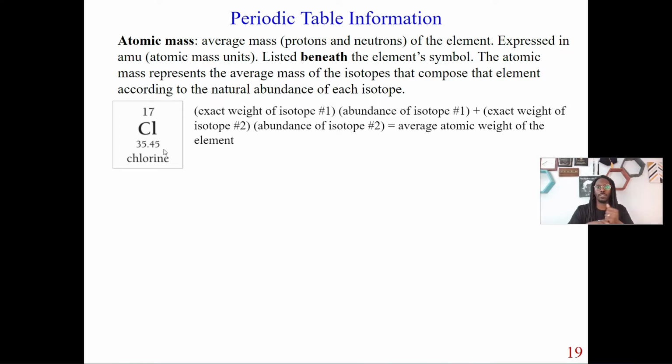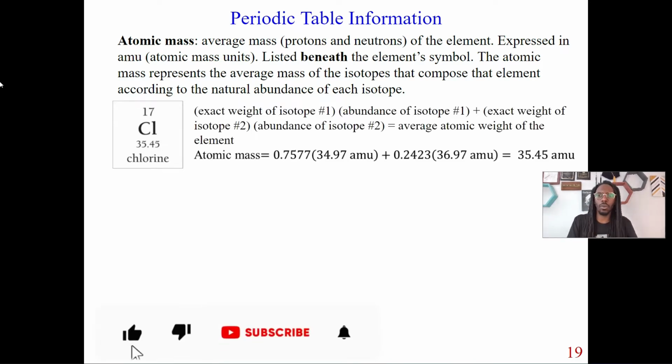So please do not get this number confused. This 35.45 is the average mass of all of the isotopes for chlorine. So this just isn't one thing, right? This is all of the isotopes of chlorine. Let's look at chlorine. So chlorine has two isotopes. In this case, the exact weight of isotope number 1 is 34.97. So notice, it's not actually 35.45. All right, it's a little bit less than.